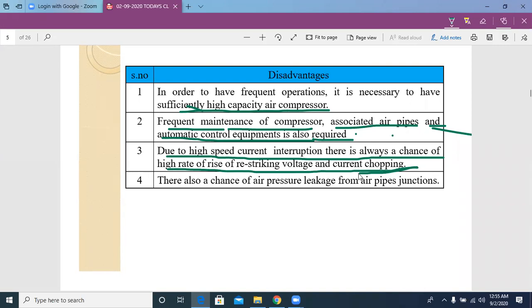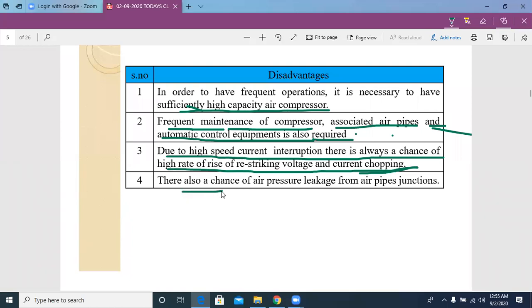To avoid that, we need to keep resistance switching for the circuit breaker. So to avoid current chopping, we need one more accessory added to the circuit breaker. That is a disadvantage of this type of circuit breaker, the air blast.